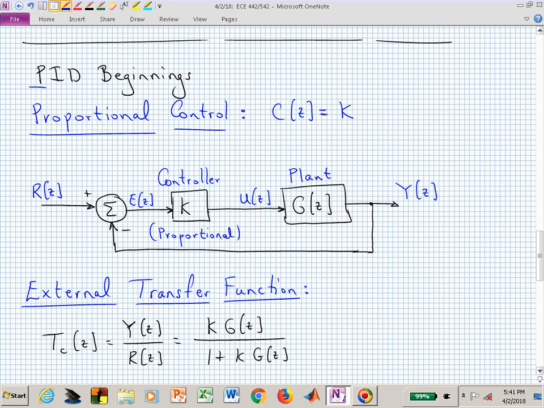This should just be a review. The external transfer function, or the transfer function between the reference input R and the output Y, you should be able to derive that if you want to, but that's now CG over 1 plus CG, and I'm explicitly substituting K, that proportional piece, for my controller transfer function C. This is now KG over 1 plus KG.